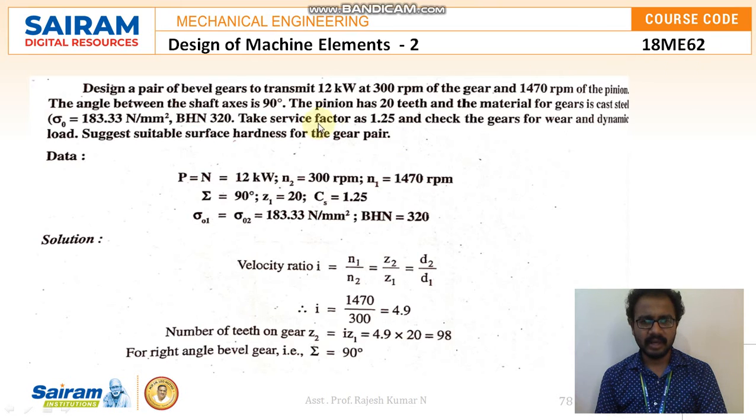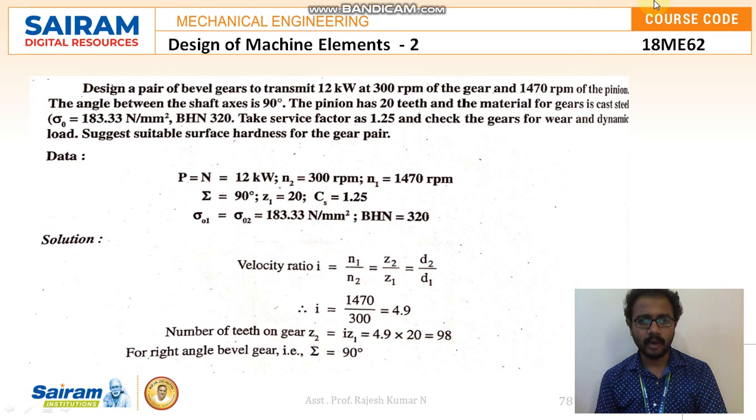Okay. So a very direct question, and compared to the previous problem, here we don't have much work because most of the data is given in the question. Power is given as 12 kilowatts, and both the speeds N1 and N2 are given. Since they have mentioned the gear and pinion speed, let me take the gear as the second one. So that is 300 rpm, N2, and the pinion value, N1, is 1470 rpm. The angle between the two shafts is given as 90 degrees, the summation, and Z1, the pinion teeth, is given as 20, service factor is 1.25, and allowable stress for both the materials is 183.33.